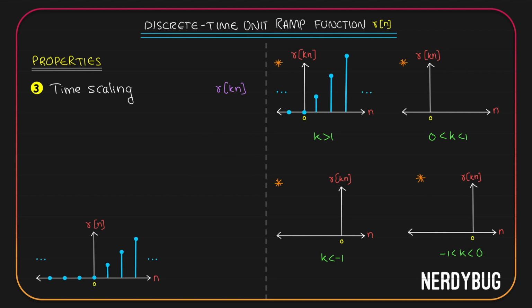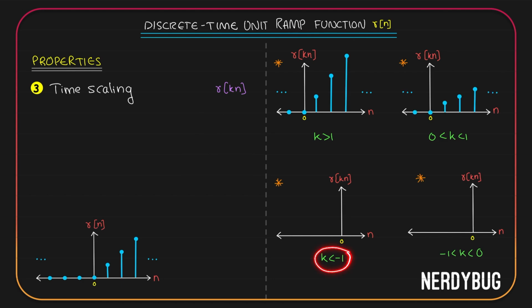Now let's take an example where 0 is less than k and it is less than 1. R of 0.5 n. At n equal to 0, I will get R of 0, which is 0. At n equal to 1, I will get R of 0.5. At n equal to 2, I get R of 1. So what is happening here is it is getting slower. R of 0.5 is supposed to come at 0.5, but now it is only coming at 1. R of 1 is now coming at 2. So our graph will look like this.